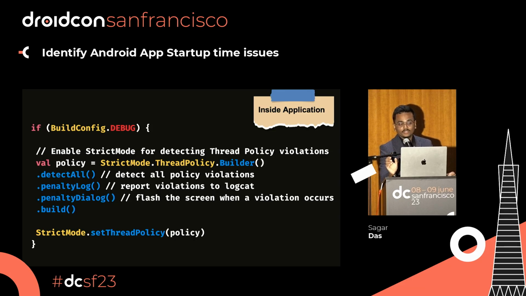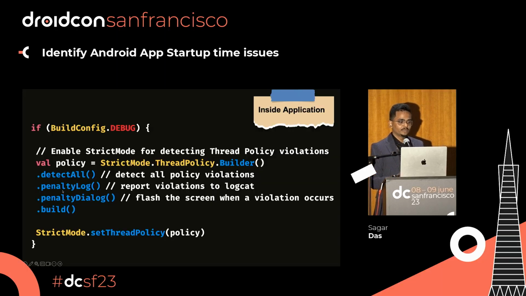So that's why thread policy is more applicable over here. The detect all call detects all kinds of policy violations, whether it is disk operations, or if you are writing something to the disk or to a file on the main thread, and all of those things. And then there are different ways you can notify your developers whenever this violation occurs.